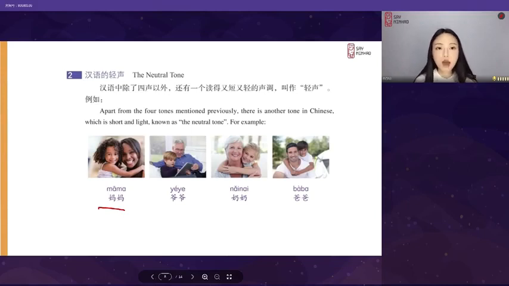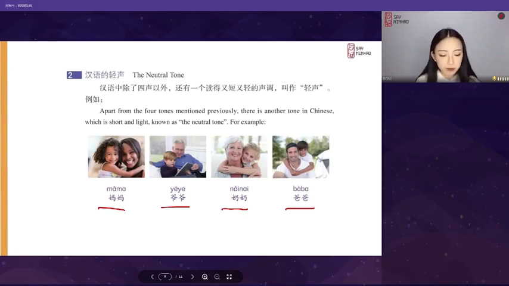First one is mom, mother in Chinese, which is mama. First, listen to me reading them, okay? Mama, mama. Next one is grandpa, which is 爷爷. Next one is grandmother, 奶奶. Last one is father, 爸爸. Did anybody see some rules in these four words?